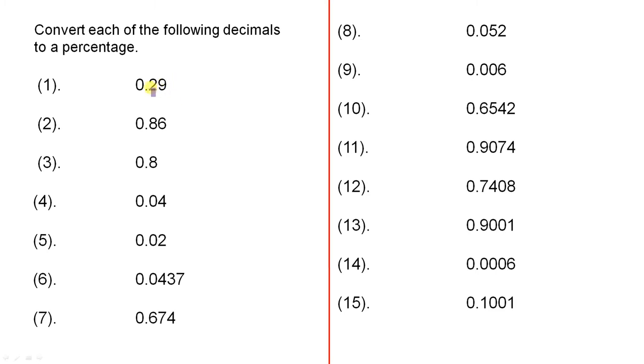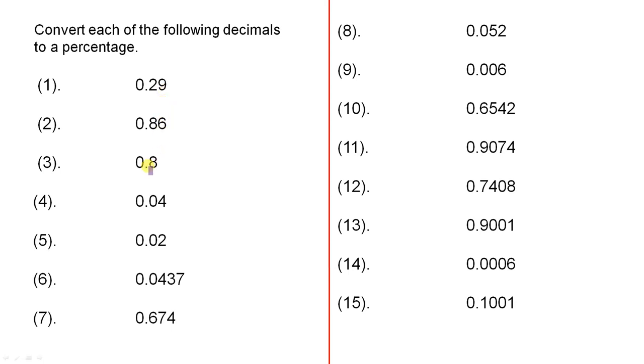So very basically, the first one, 0.29, you focus on the position of the decimal point, then you just go 1, 2, and wherever the decimal point stops, that gives you the answer as a percentage. So the first two are straightforward.